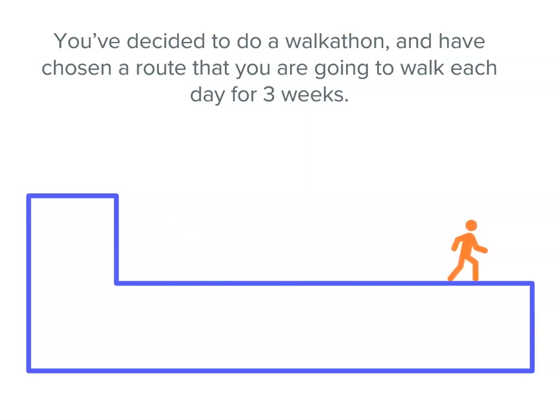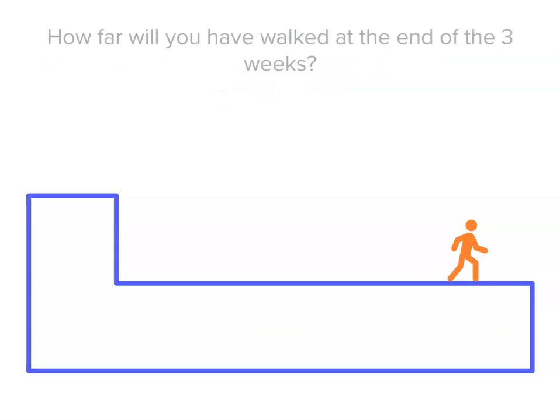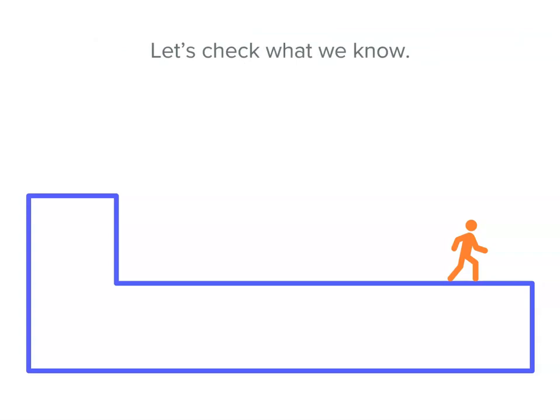Now, the outside of that, if we were to measure it, is called the perimeter. And the perimeter of the block that you're walking is 5 kilometres. So how far will you have walked at the end of the 3 weeks? Well, let's take a look at what we know.